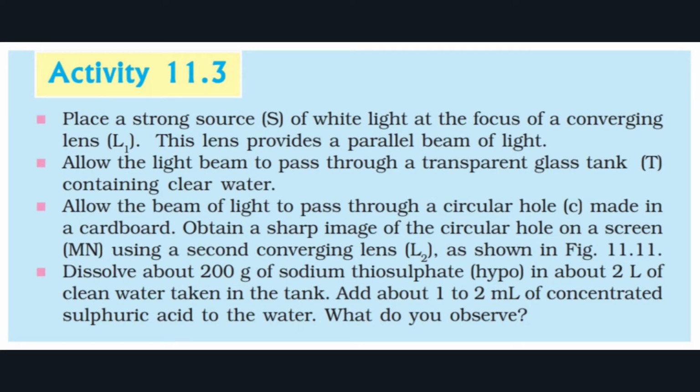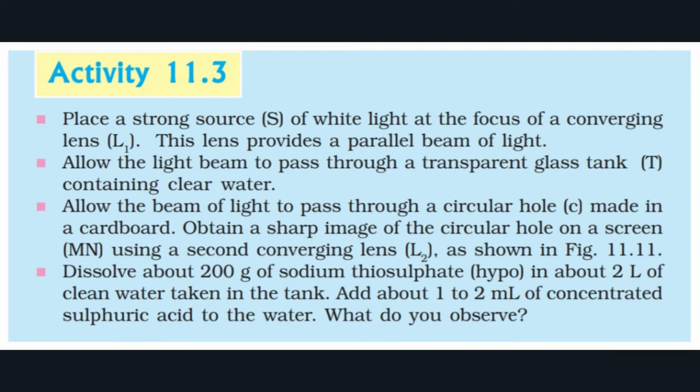Let's see Activity 11.3. Place a strong source S of white light at the focus of the converging lens L1. The lens provides a parallel beam of light. Allow the light beam to pass through a transparent glass tank T containing clear water. Allow the beam to pass through a circular hole C made in a cardboard, obtaining a sharp image of the circular hole on a screen MN using a second converging lens L2, as shown in Figure 11.11.